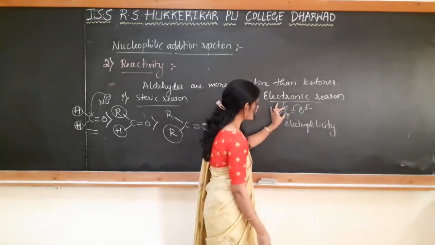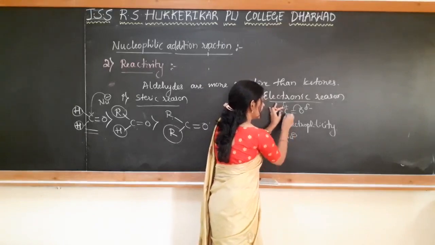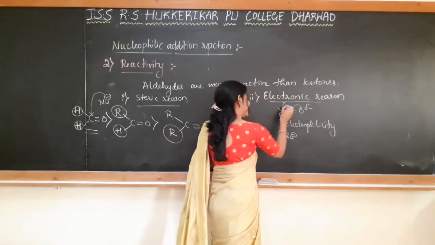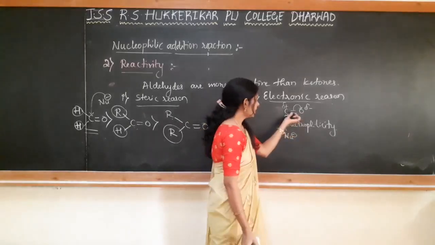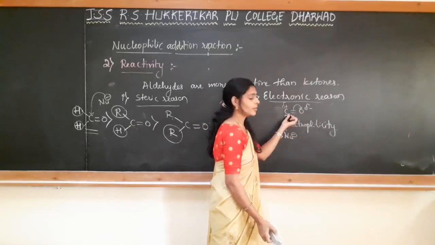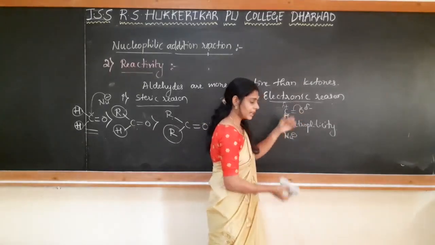Because of this electrophilicity, the nucleophile easily comes and attacks. So electron density is reduced. What is electrophilicity? The electron density on the carbonyl carbon is reduced. Therefore an electron-rich center comes and attacks here.